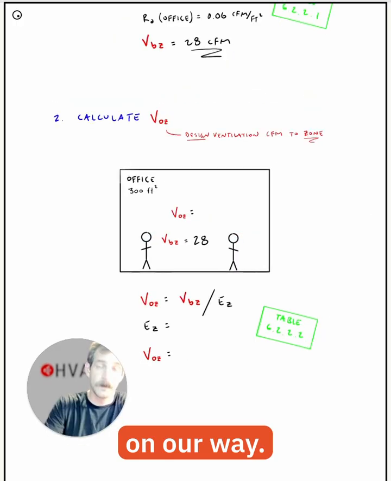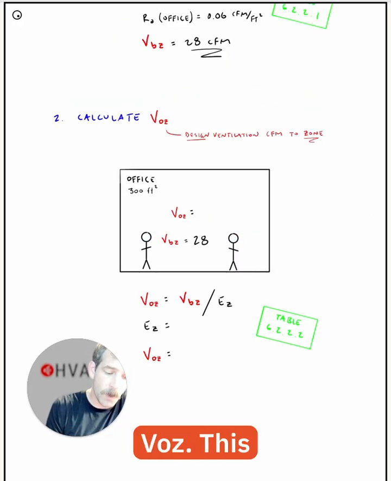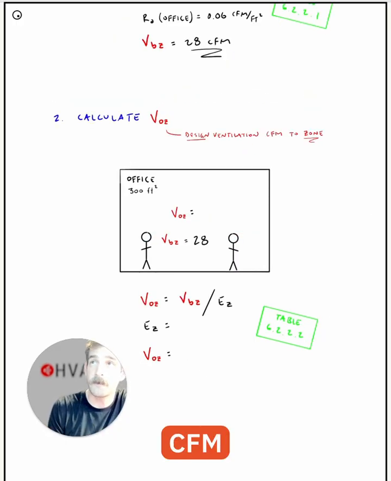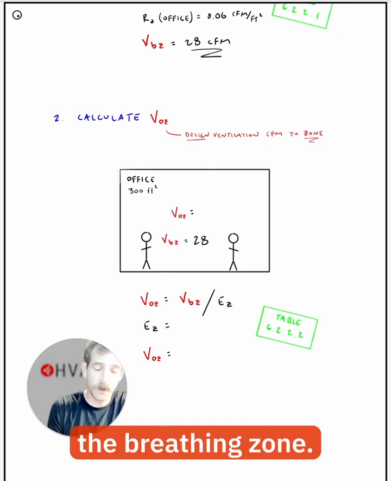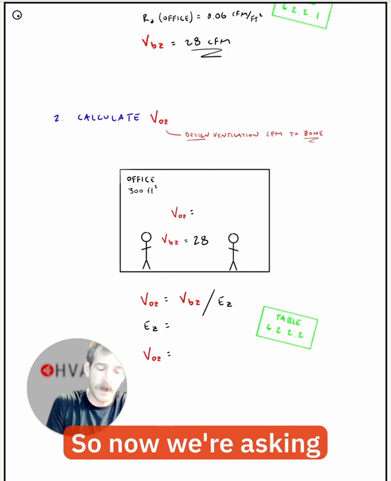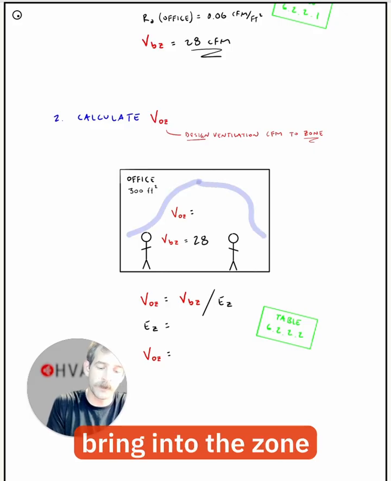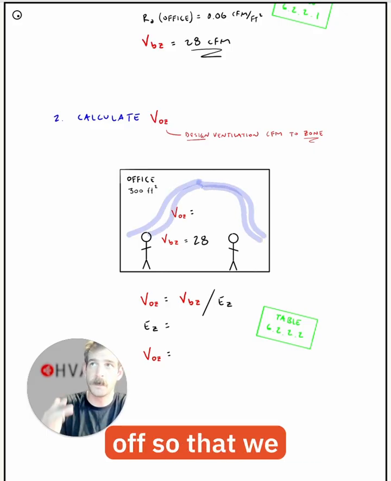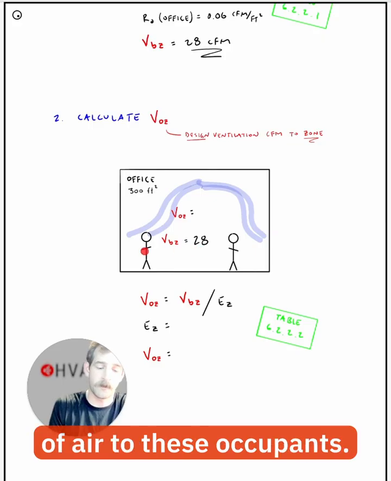We're on our way. Step 2, we need to calculate the VOZ. This is the design ventilation CFM to this zone. We talked about the breathing zone. We need 28 CFM of outdoor air for these occupants. So now we're asking how much CFM total do we have to bring into the zone, accounting for any drop off, so that we get 28 CFM of air to these occupants.